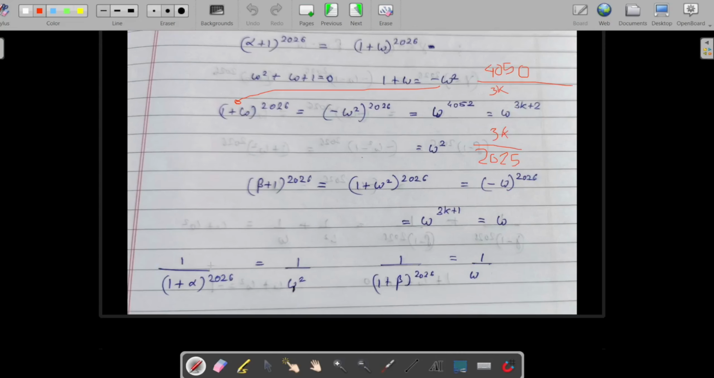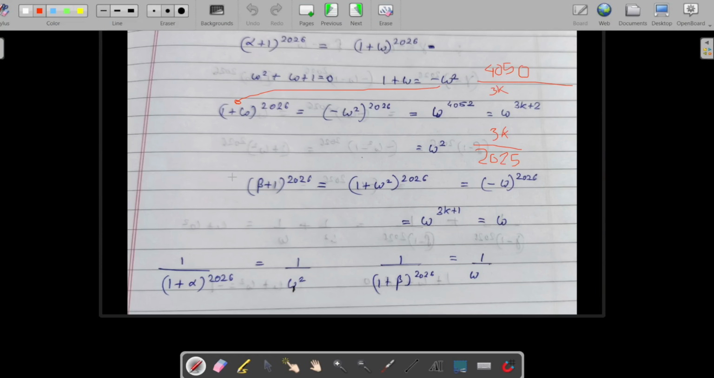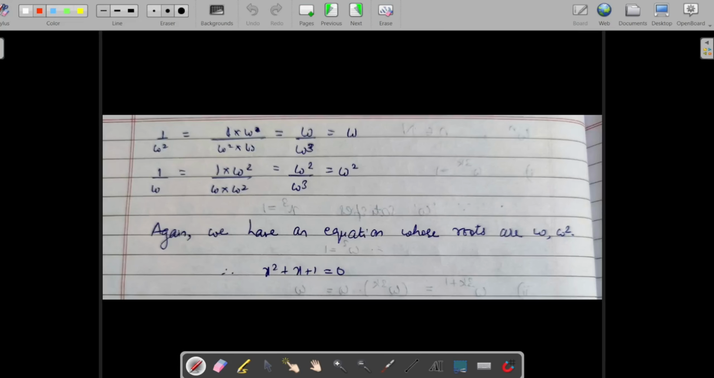So finally, what we want in the original question is 1 upon (1 plus omega) raised to the power 2026, and 1 upon (1 plus beta) raised to the power 2026. When it goes to the denominator, it becomes 1 upon omega square. Similarly, this becomes 1 upon omega. Now again, it's simple manipulation. This question becomes easy precisely because this manipulation we already know.